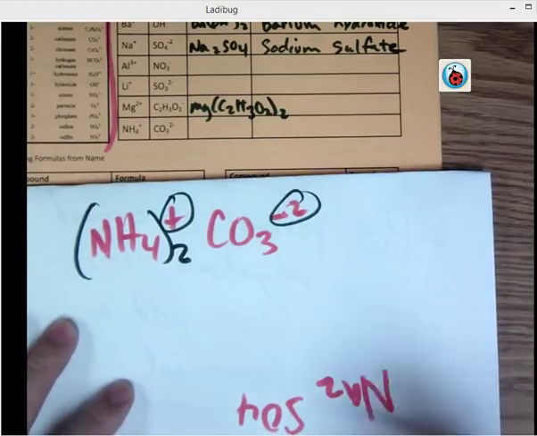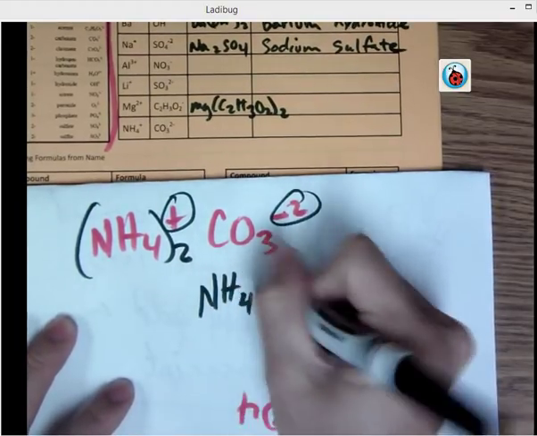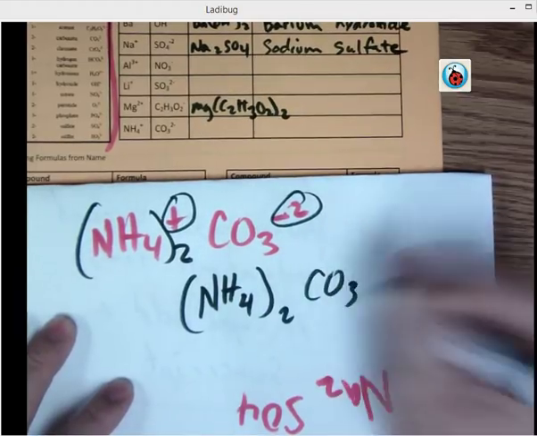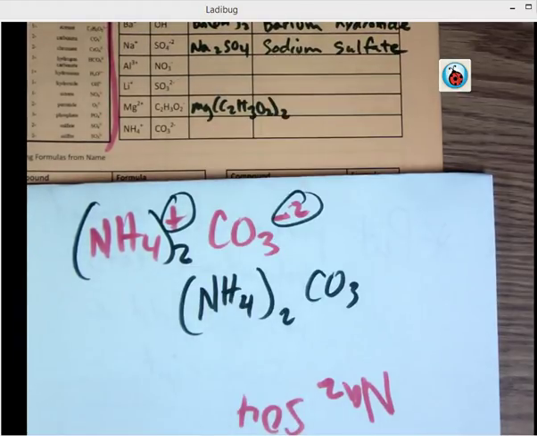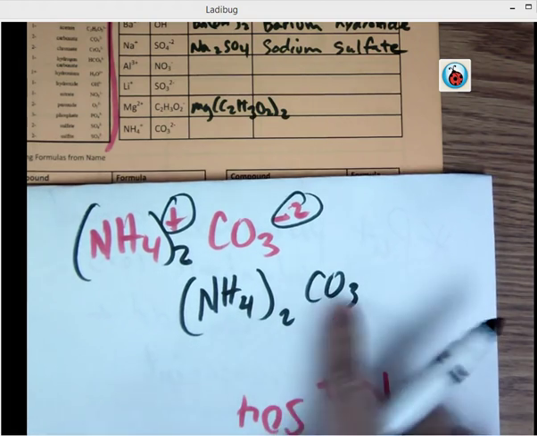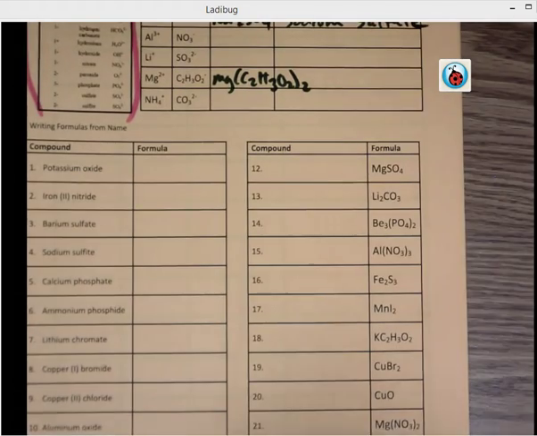That is your formula, NH4, parentheses, 2CO3. And you write that in, then write the name. NH4 is ammonium, CO3 is carbonate.